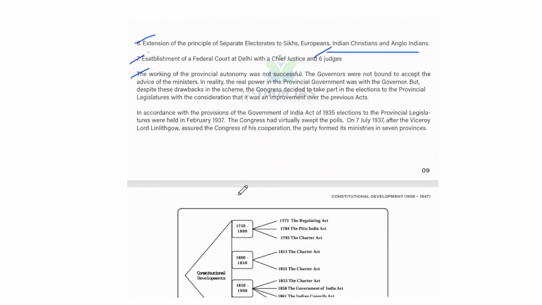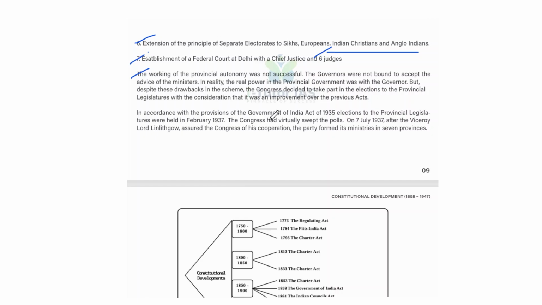And the working of the provincial autonomy was not successful. The governors were not bound to accept the advice of the ministers. In reality, the real power of the provincial government was with the governor. But despite this drawback in the scheme, the Congress decided to take part in the election to the provincial legislatures with the consideration that it was an improvement on the previous acts.